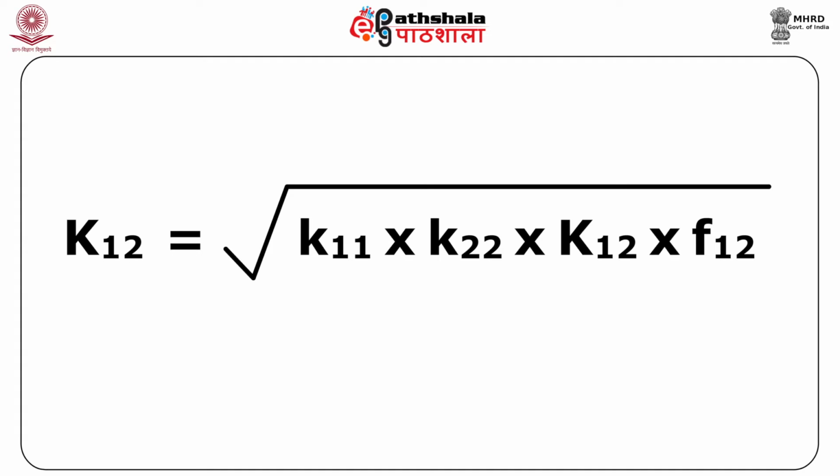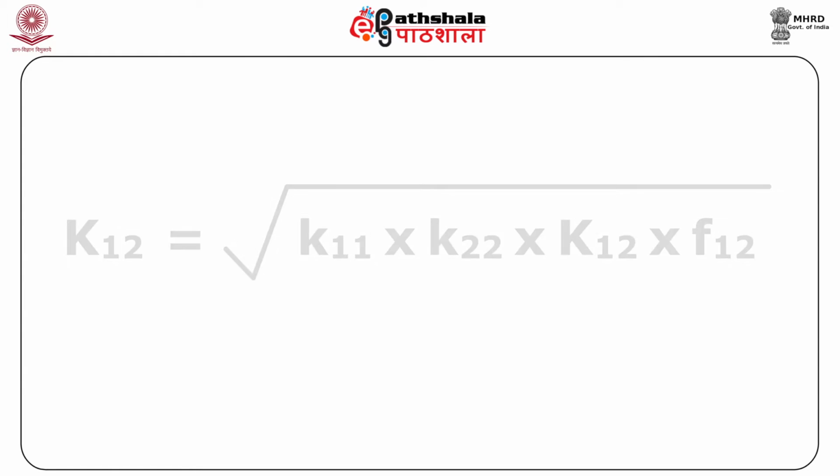Capital K denotes the equilibrium constant, small k are the rate constants for the self-exchange reaction, and f is the correction term for the free enthalpy differences between two adducts. k11, k22, k12 and capital K12 can be acquired experimentally. Alternatively, k11 and k22 can be obtained theoretically.